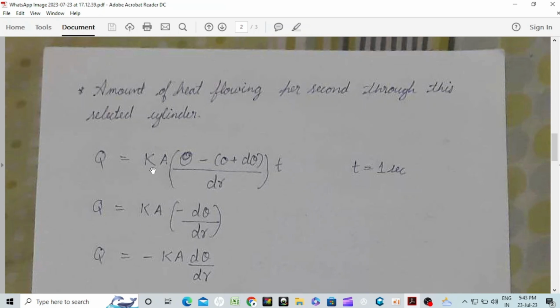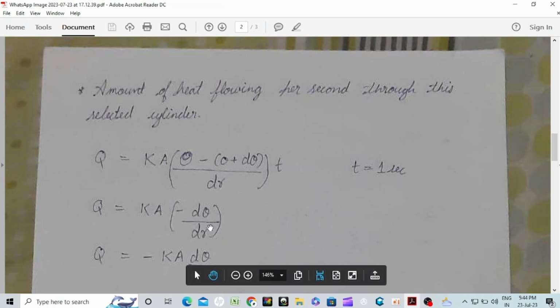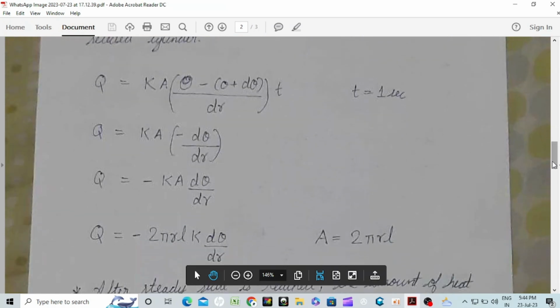Then K is the thermal conductivity of our tube. A is the curved surface area of the coaxial cylinder. T is the time, and we need to find the quantity of heat flowing per second through the selected cylinder, so T is equal to 1 second. On simplifying this equation, we get Q is equal to K A times minus d theta by dr. On rearranging, Q is equal to minus K A d theta by dr.